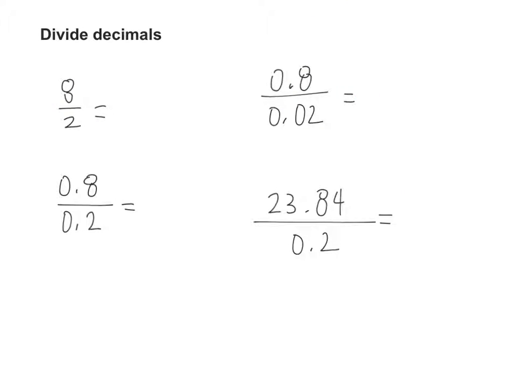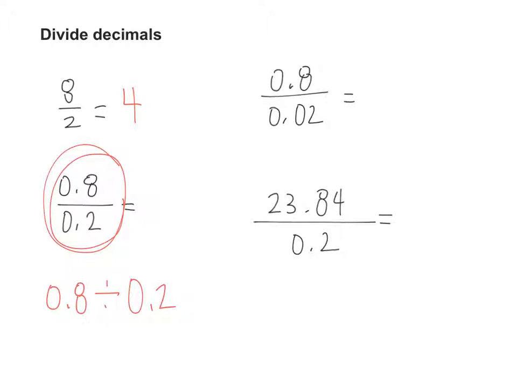Let's also review what we know about dividing decimals. 8 divided by 2 equals 4. 0.8 over 0.2. How do I write this as a division sentence, by the way? Yeah, this is the same as 0.8 divided by 0.2. Okay. How can I make the divisor a whole number? What do I need to do? I need to multiply by 10 over 10. So I get 8 over 2, yes? So the answer is 4.